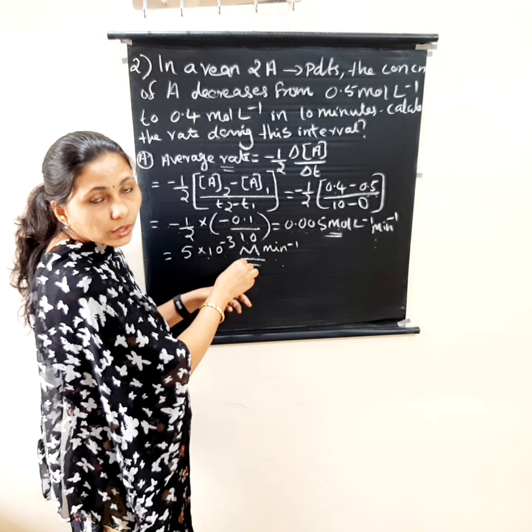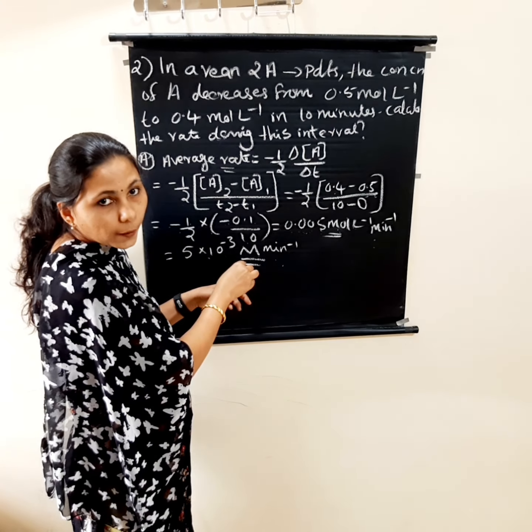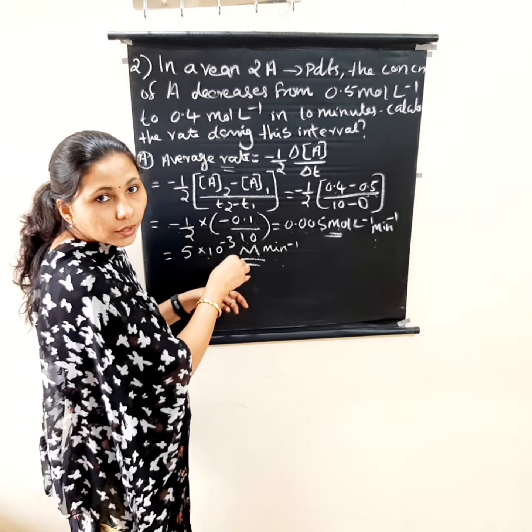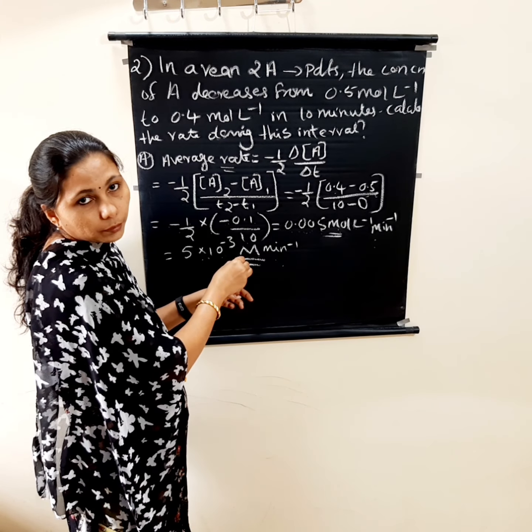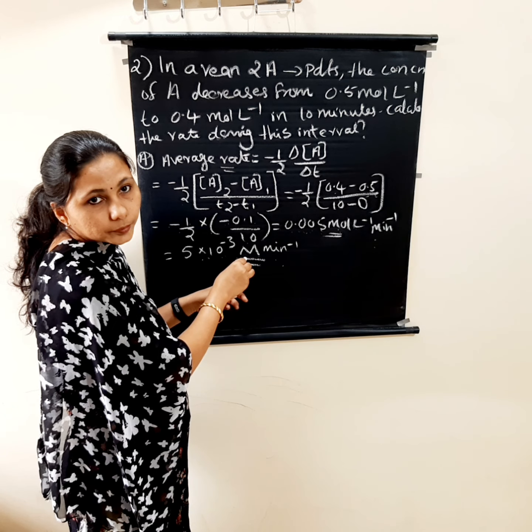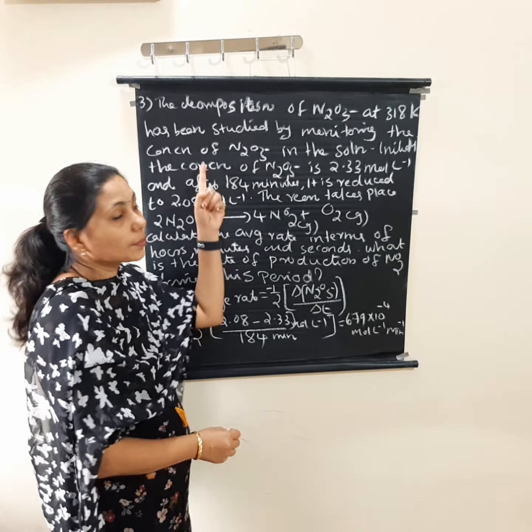M per minute means molar per minute. Clear this problem? Any doubt? This is 5 into 10 raised to minus 3 molar per minute. Clear, all of you? The third problem is a big problem.